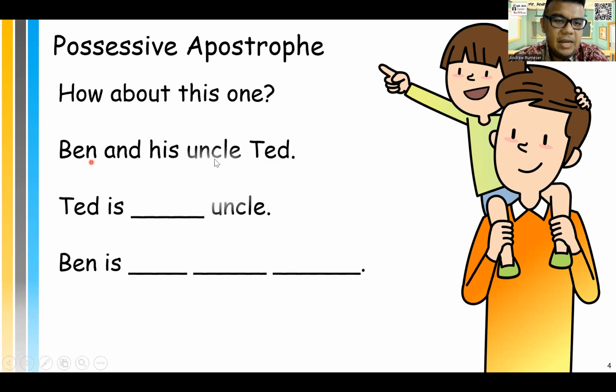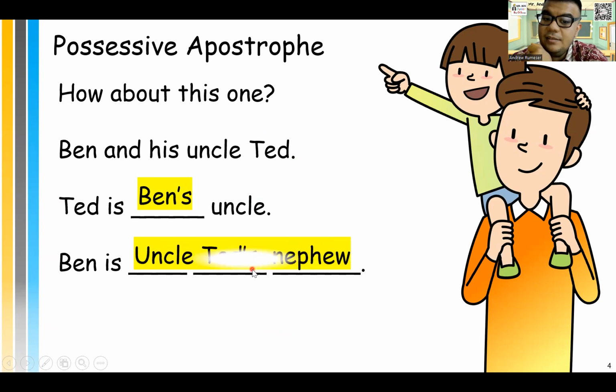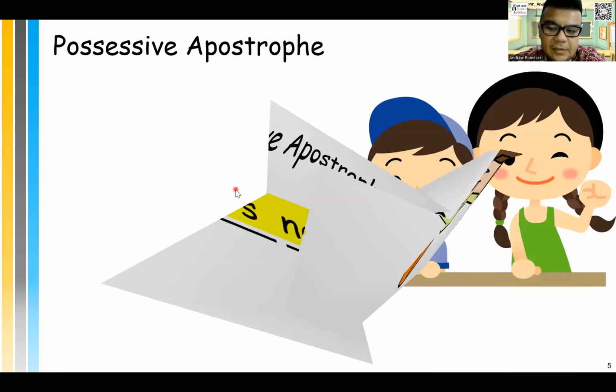So next, Ben and his uncle Ted. Ted is whose uncle? That's right. Ben's uncle. Ben is what? Uncle Ted's what? Uncle Ted's nephew. That's right. Here we use apostrophe S, right? Apostrophe S, like this. Okay, next.